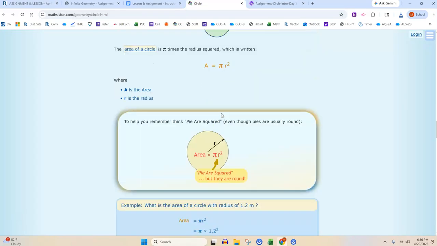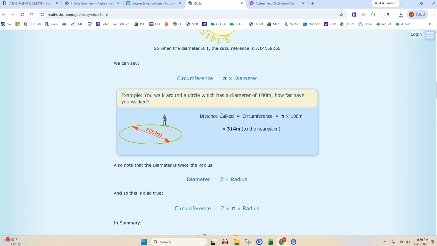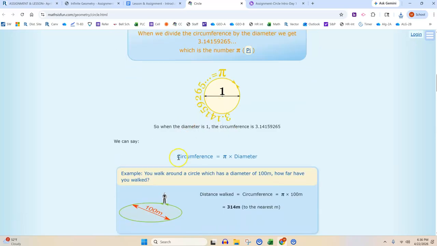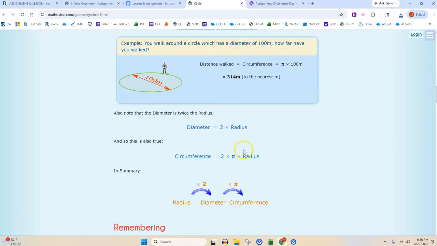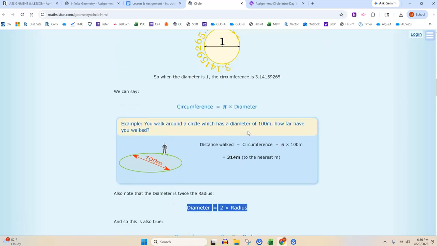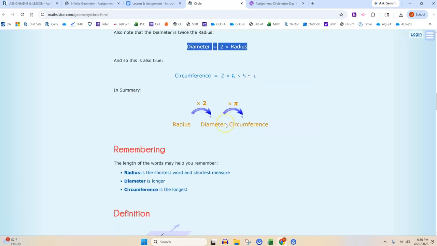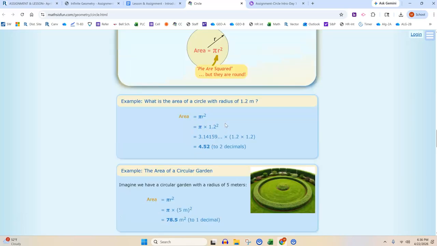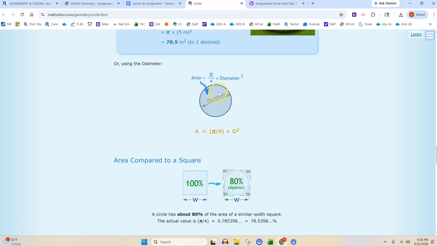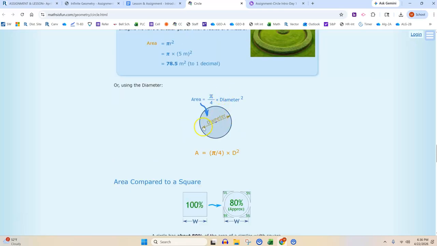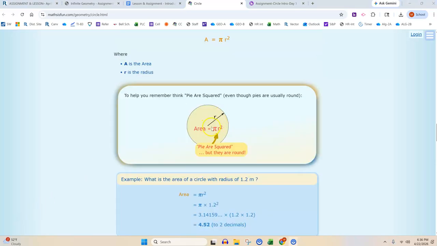Well, let's see, the circumference is basically right here. It's equal to pi times the diameter, or what I like to use is the diameter is equal to 2 times the radius. So remember that the diameter is the whole circle, right? The whole circle, and so the radius is 1/2 of that, okay? So the radius is half.